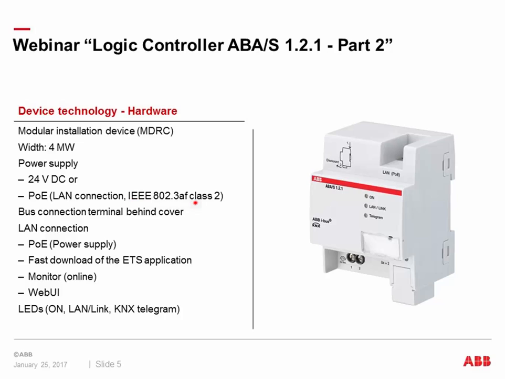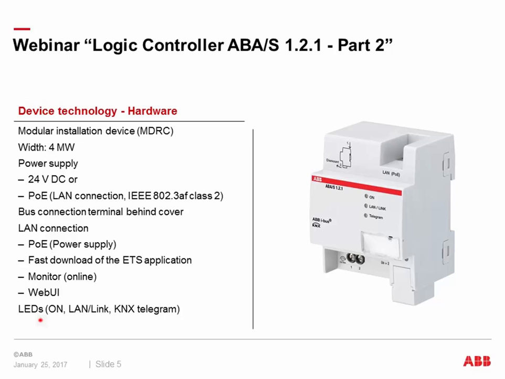The device also has a bus connection terminal to KNX behind this cover. That's our typical bus connection terminal. And on the top we have the LAN connection. The LAN connection is used for the power supply, for PoE, for example. And we can also make a fast download of the ETS application. So we have the possibility to make a download via KNX, which is slow speed, or via high speed via the IP connection. It is also necessary when we use the monitor function, which is online, then we also need a LAN connection. And the last possibility is to have access to the device via a standard web browser to see the web user interface.